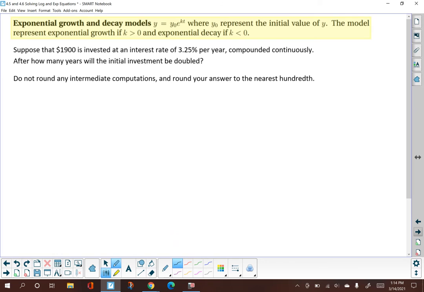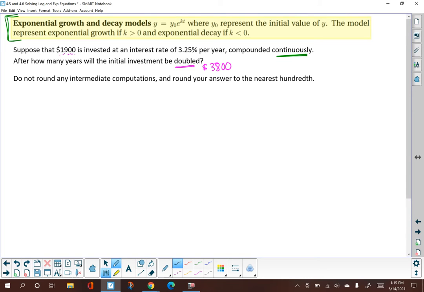Okay, let's try that same topic with a decay. Suppose that, oh, this is not decay, sorry. We'll do a decay in a minute. Suppose that $1,900 is invested at an interest rate of 3.25% per year, compounded continuously. So again, that word continuous is what tells us we're using this model with a base e. After how many years will the initial investment be doubled? Oftentimes the word doubled throws people for a loop. If this is our initial investment, doubling would mean $3,800. Just times that initial amount by 2.